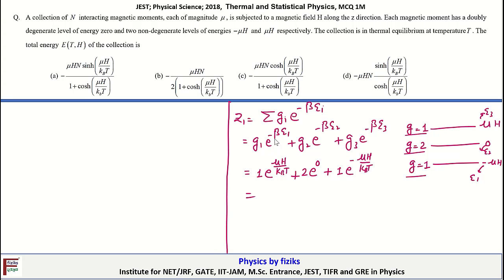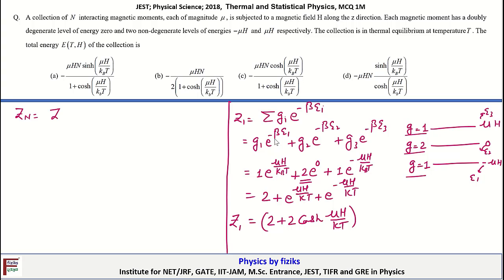Okay, so this is equal to 2 plus exponential mu h upon kt plus exponential minus mu h upon kt, and this is equal to 2 plus 2 cos hyperbolic mu h upon kt, that's the single spin partition function. Okay, and from here I can write the partition function for the n spins. So Zn is equal to Z1 power n.